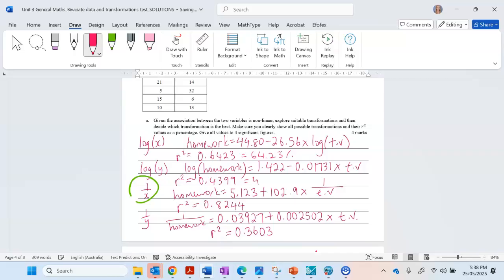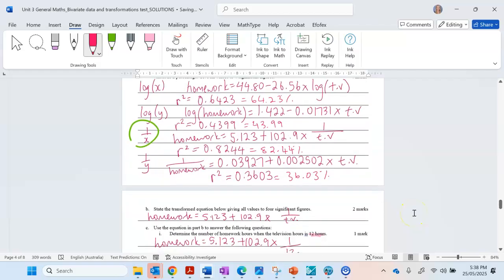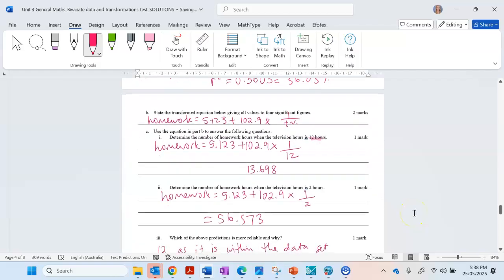Just be careful with your rounding as well. I saw if you round the 43.99 to 44, it says 4 significant figures, so you just don't go ahead and round it to what suits you. You've got to stick to what it says because you'll get it wrong. They'll mark you wrong on an exam, and you don't want to make the mistake on the SAC.